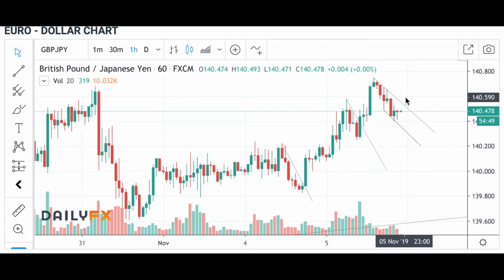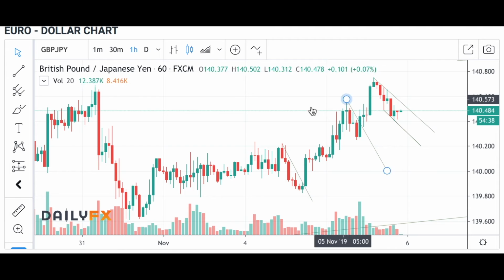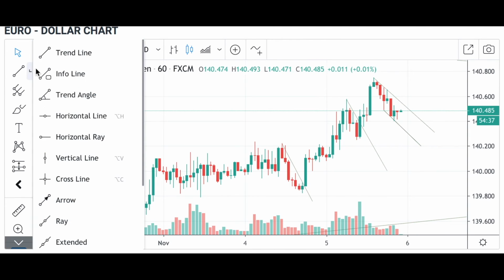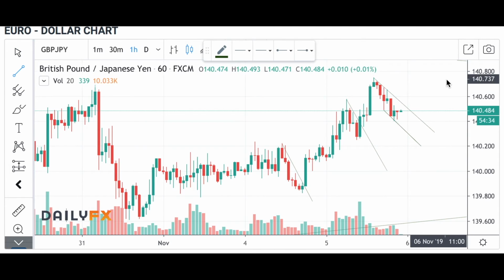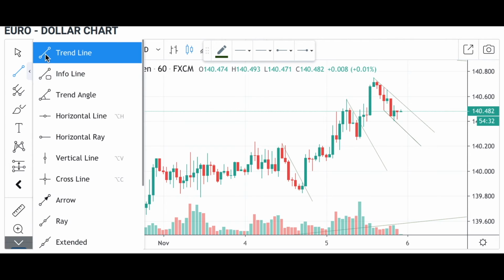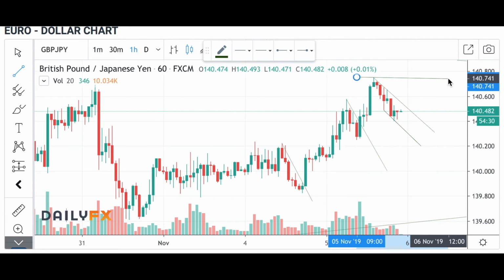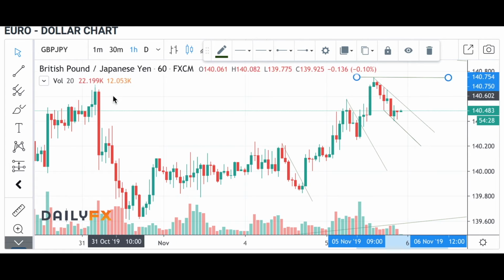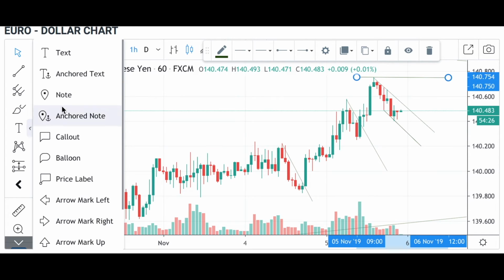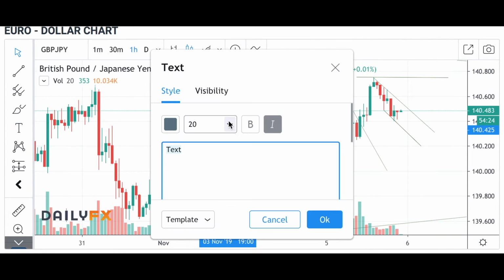So for GBPJPY, the sell stop is 139.81 and the buy stop is 140.74. So where's 140.74? Yes, 140.74 is really on the top here. And let's just draw that. Just there. So that's the buy stop now.